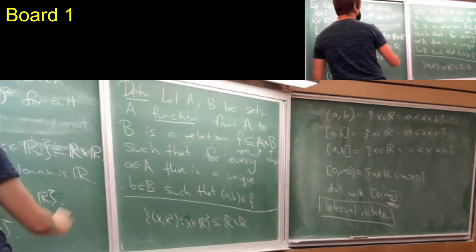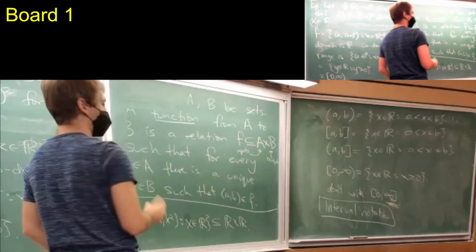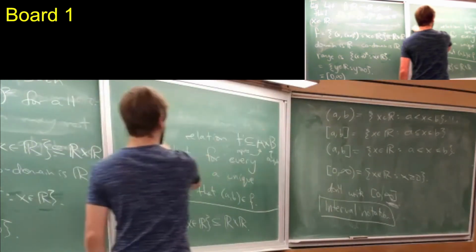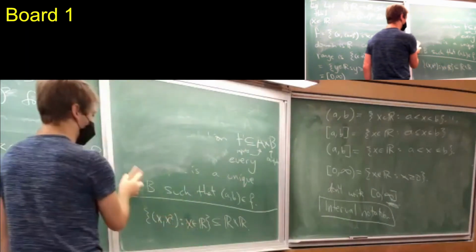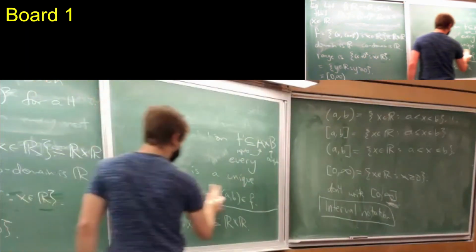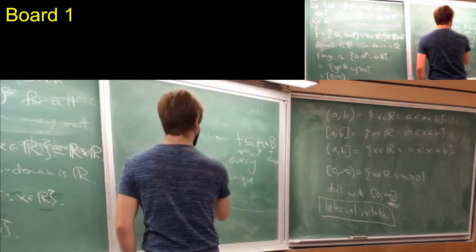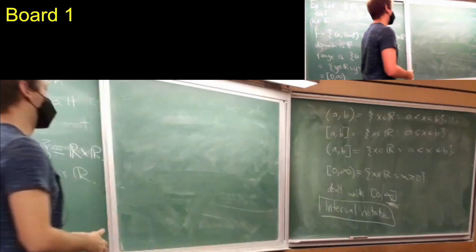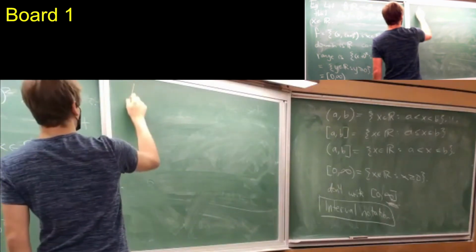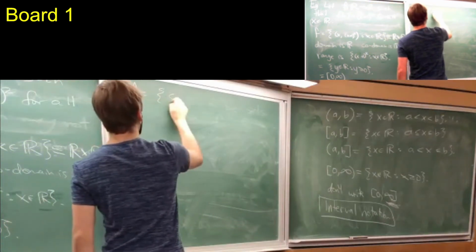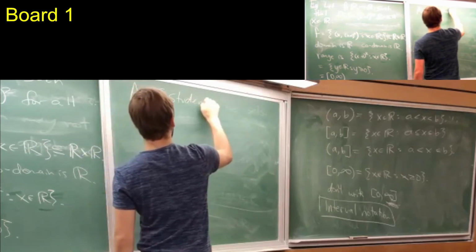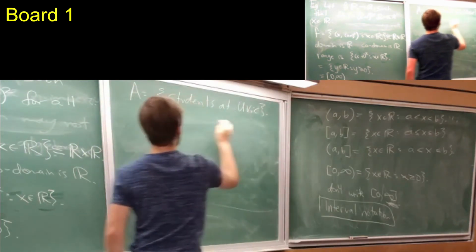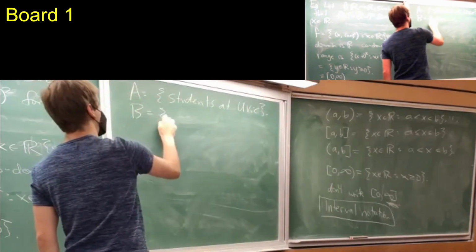Maybe we should talk about at least one example where the inputs and outputs aren't numbers. Since I said that they don't have to be numbers, we should look at an example. One kind of silly example: suppose I let A be the set of all students at UVic. I let B be the set of all courses.